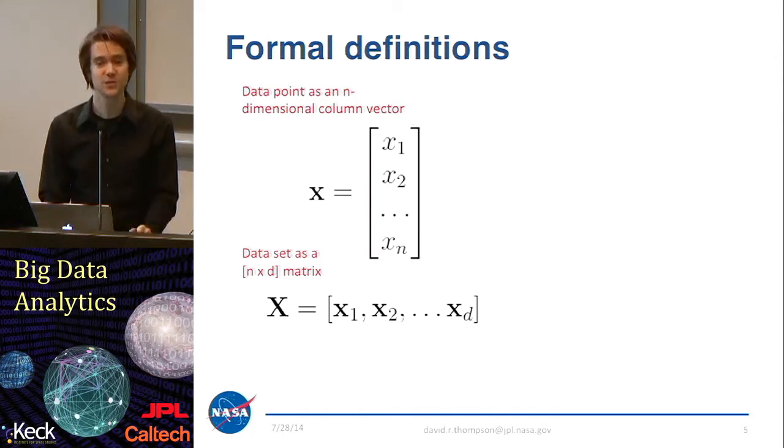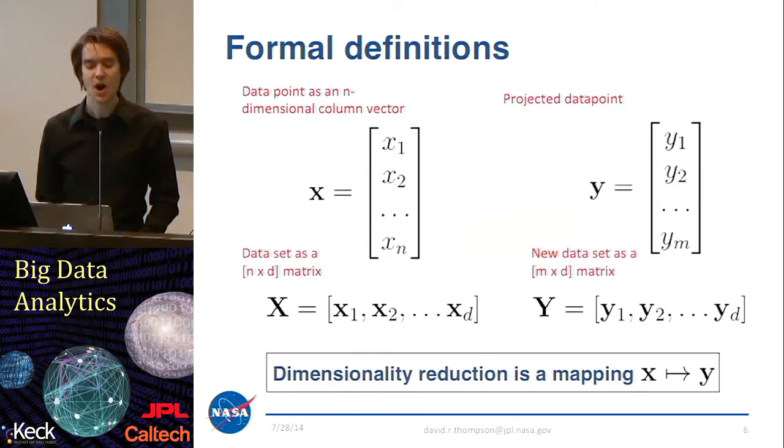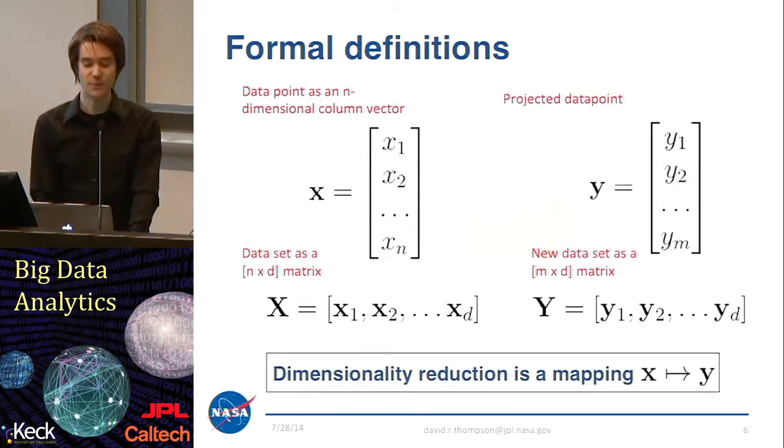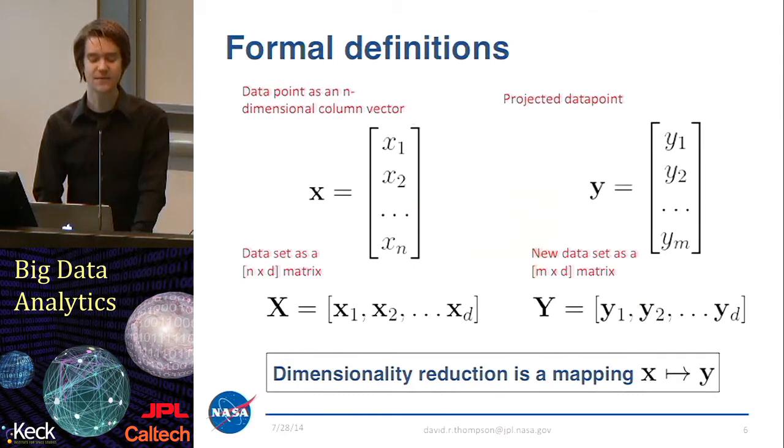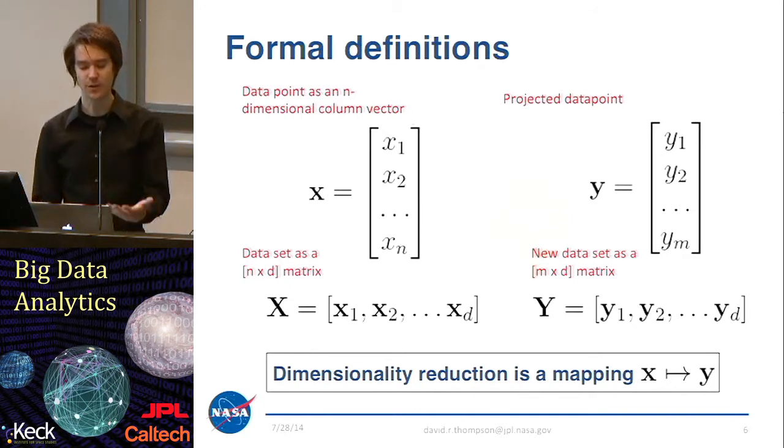And what we're aiming to do with dimensionality reduction is project these onto new data points, which I'll here represent as y, that have some lower dimensional representation. So here we have just m attributes where m is considerably less than n, right? So this is some lower dimensional subspace. And dimensionality reduction is just this mapping.